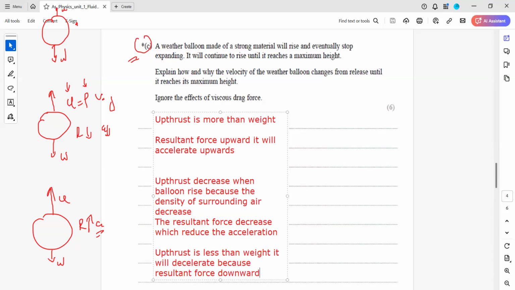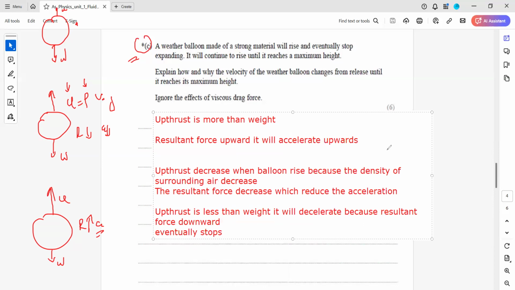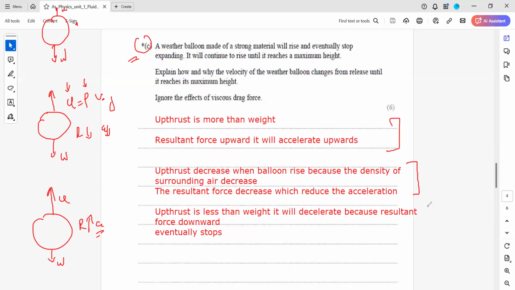So there is a resultant force downward, and then eventually it will stop. So that's why it's a 6 mark question. Each part: the first part is the acceleration part, the second part is the acceleration decreasing part, and the last part, where it stopped, acceleration is 0.